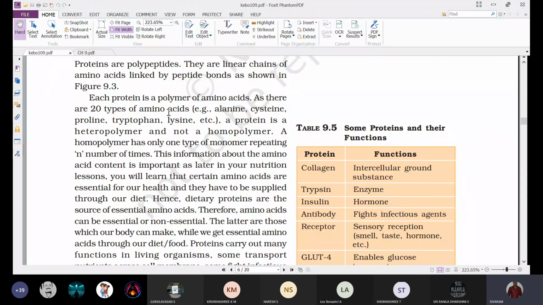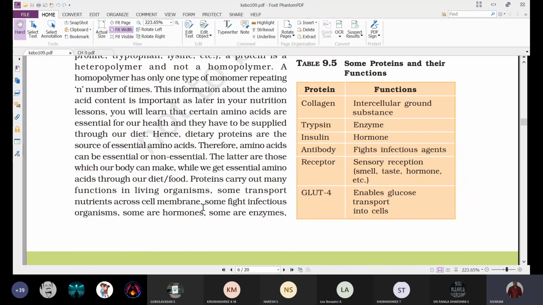Therefore, amino acids can be essential or non-essential. The latter are those which our body can make, while we get essential amino acids through our diet or food we take. So those amino acids which can be synthesized in our body, even if they are not present in the diet we take, such amino acids we call non-essential amino acids.